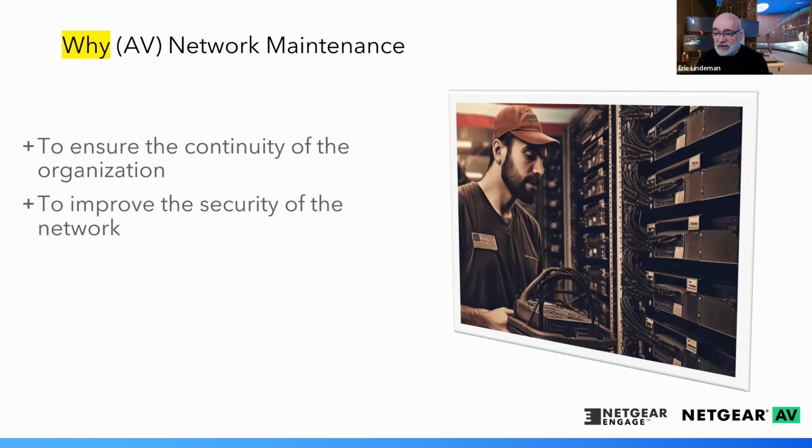To improve the security of the network, of course, is one of the other reasons, and ICT networks are increasingly being attacked by hackers. Regular maintenance helps to identify and patch vulnerabilities in a network, improving the security of the network. One other thing is to improve the network performance. So an ICT network that is not properly maintained can slow down over time and can have stability problems. So regular maintenance helps to improve the performance of the network and ensure that the network is performing optimally.